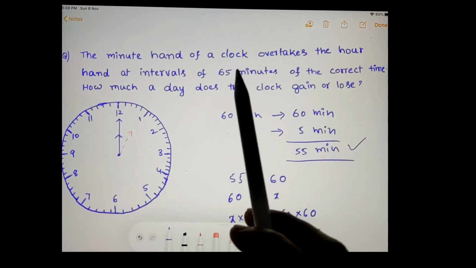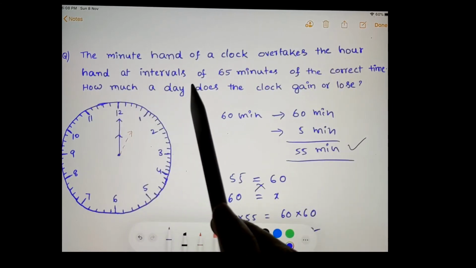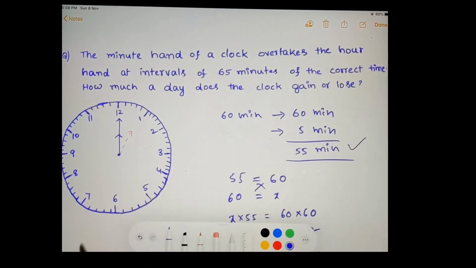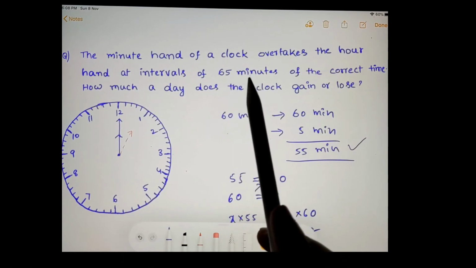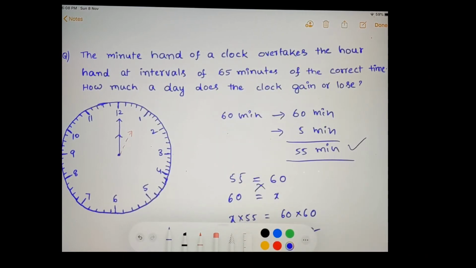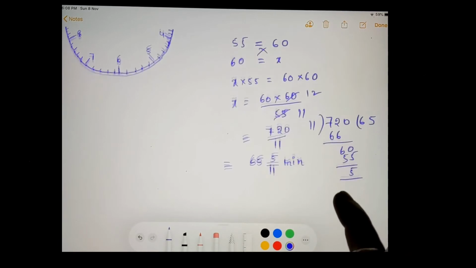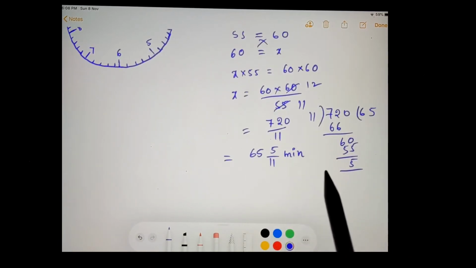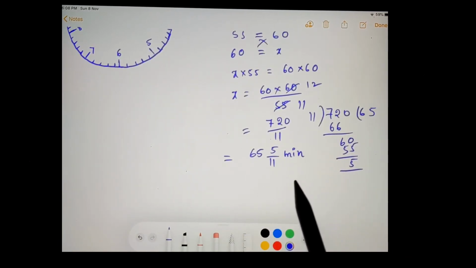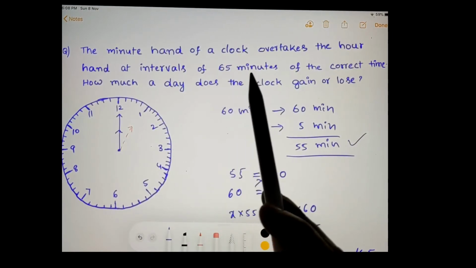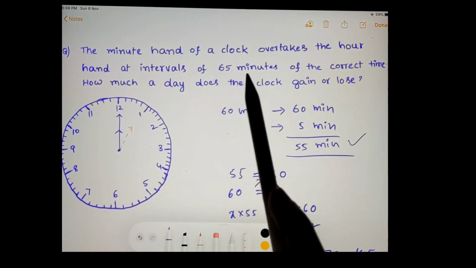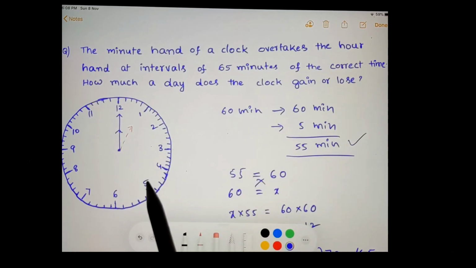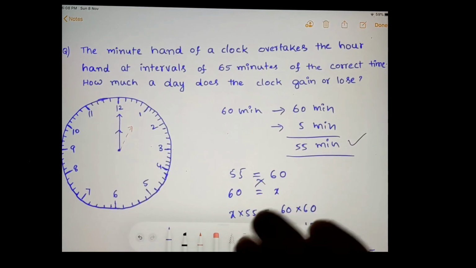Here in the question it is saying the clock overtakes the hour hand at intervals of 65 minutes. Overtakes means first it needs to coincide, then only it can overtake. It means at 65 minutes it is able to coincide. In an actual clock it is supposed to take 65 and 5 by 11 minutes to overtake, but in the problem the given clock is able to overtake in 65 minutes only. It means the given clock is running fast. When a clock is running fast it will gain some minutes.